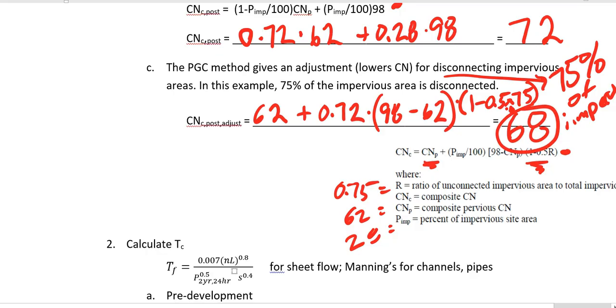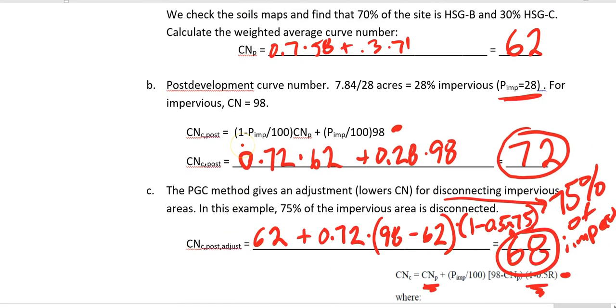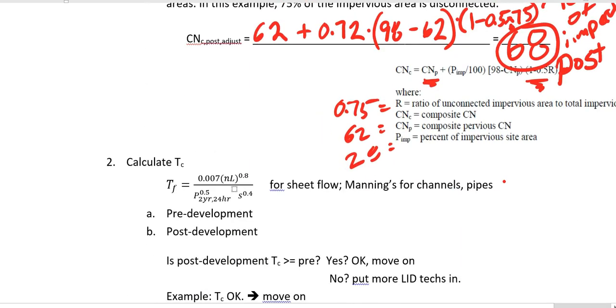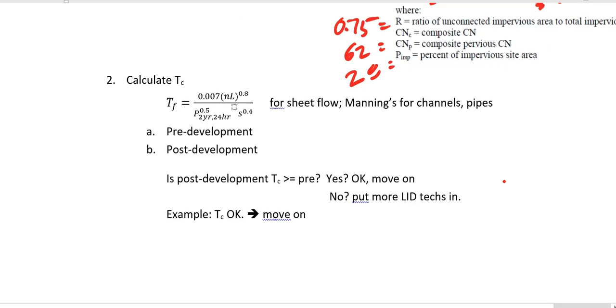Because we disconnected those impervious areas, instead of one big parking lot we could have smaller parking areas, and the water runs through a lawn or something in between. We disconnect those, and we can lower it from 72 down to 68. So we had our pre curve number of 62. Just from the impervious area, we'd get a 72 for the post, but because of the disconnection, we get a credit, and we get 68 for our post. So we've calculated our curve number.